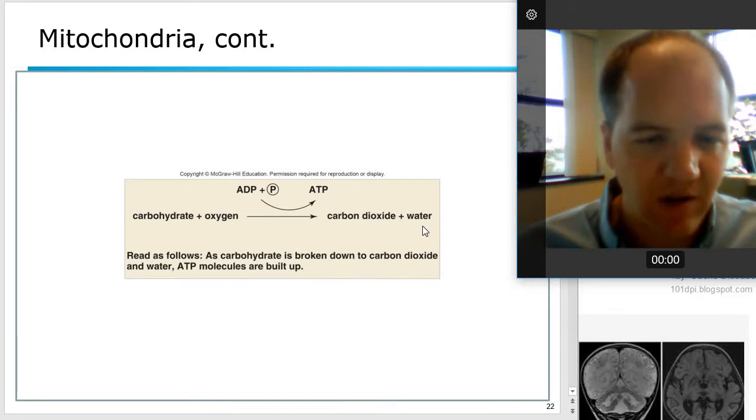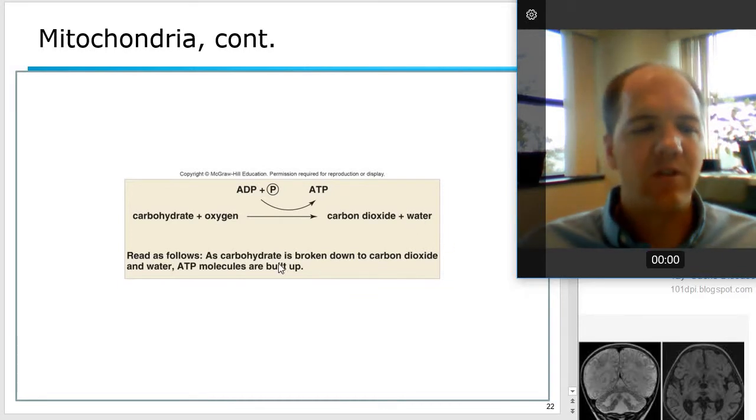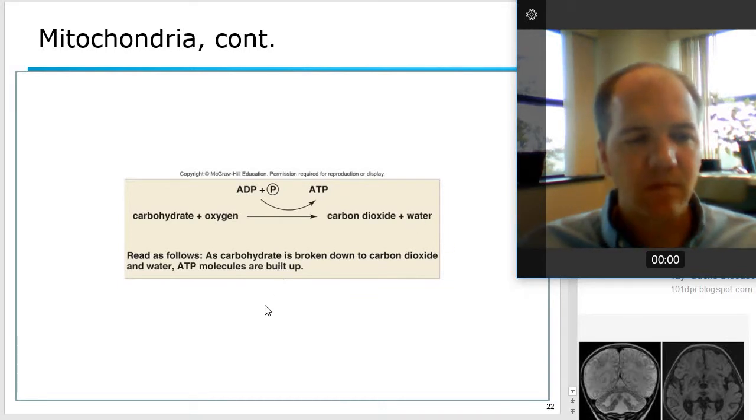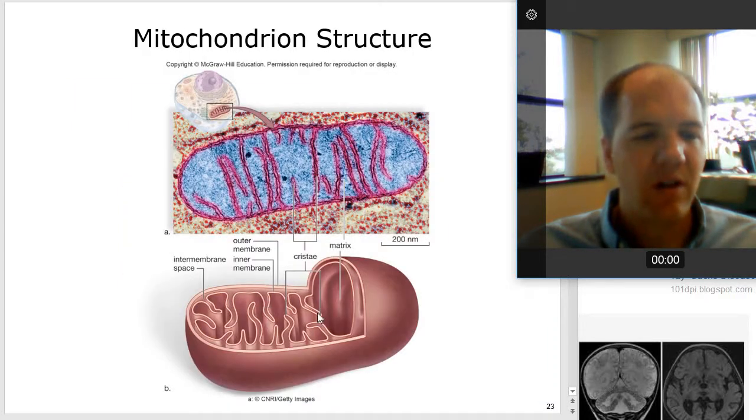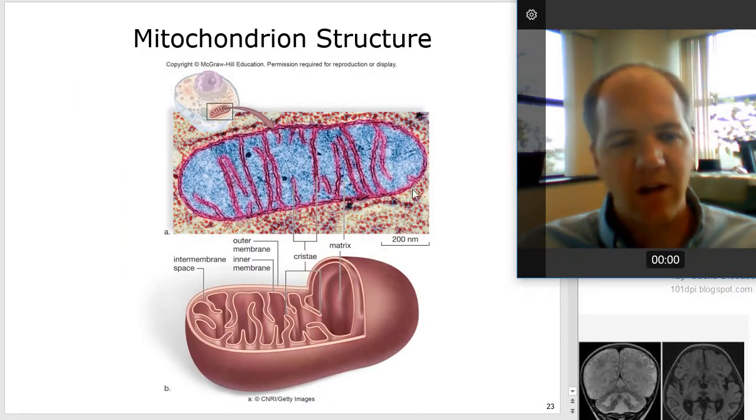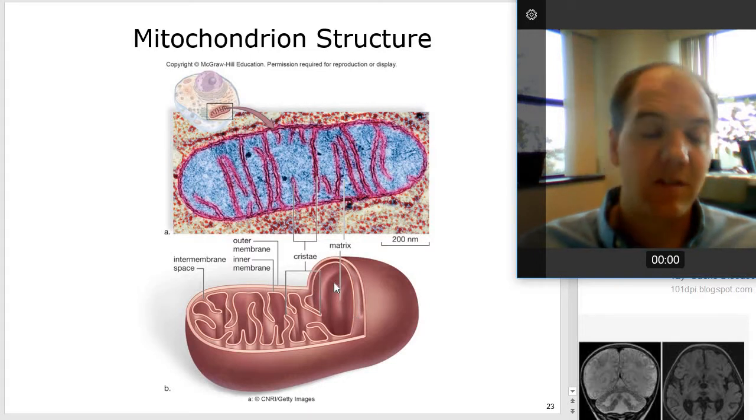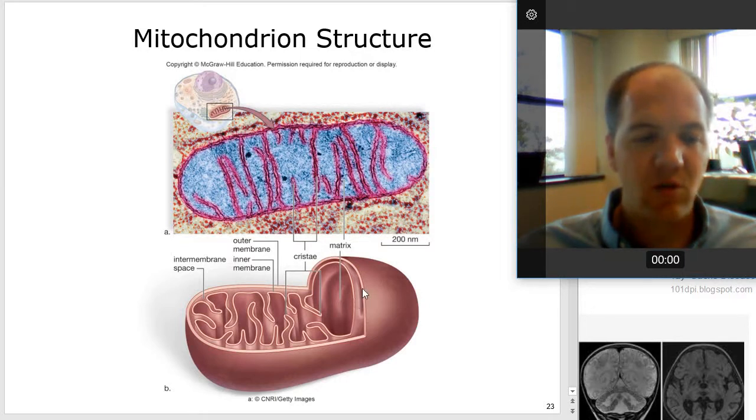So that's why we breathe out carbon dioxide. And then the water is just used inside the cell. So that all happens inside the mitochondria. The mitochondria is an interesting organelle. It actually has two membranes. Just a side note, the nucleus does as well. So the nucleus and the mitochondria are the two organelles that have two membranes. So not only is it a phospholipid bilayer, but there are two phospholipid bilayers in the mitochondria.